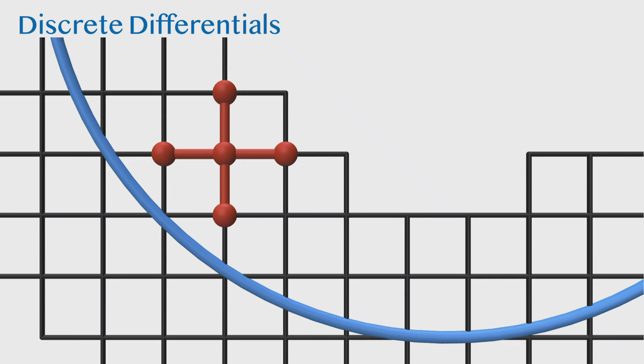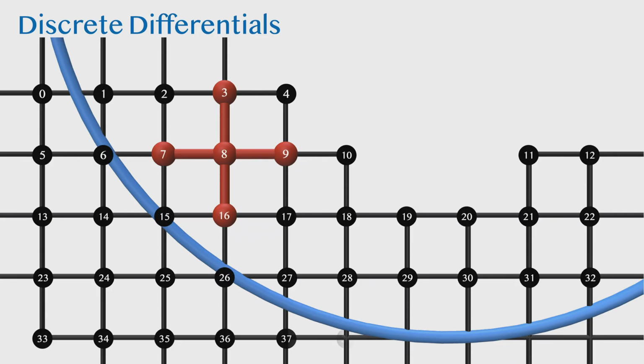So standard finite differences are used to approximate the differential operators on the grid. For example, this is a standard 5-point Laplacian stencil shown in red that's used in 2D. And what you do is the grid points are all assigned an index, and you build a matrix that holds the weights of the stencils. So this stencil is for grid point 8.